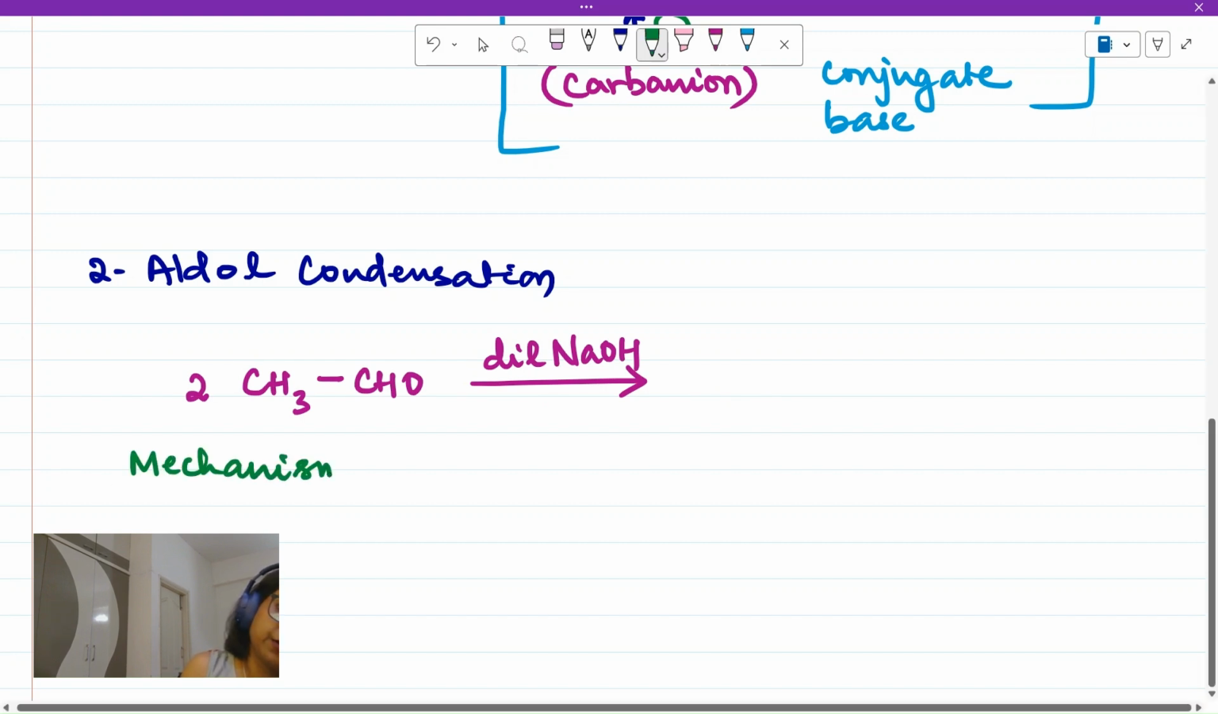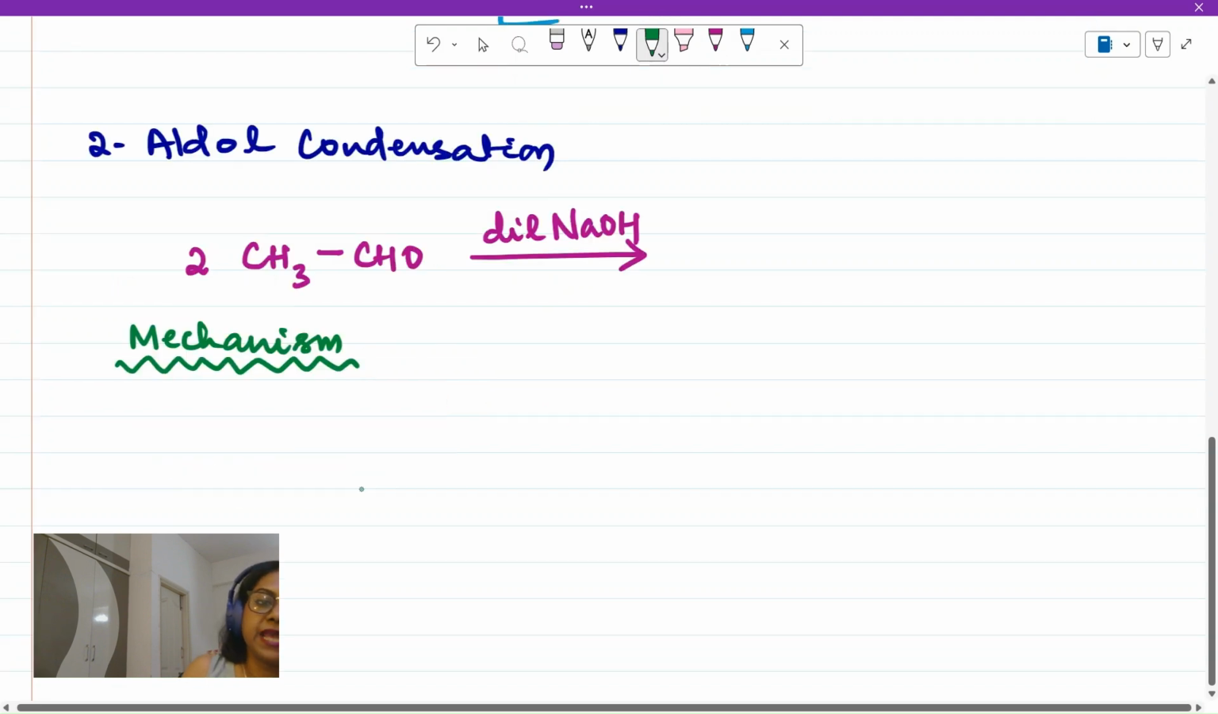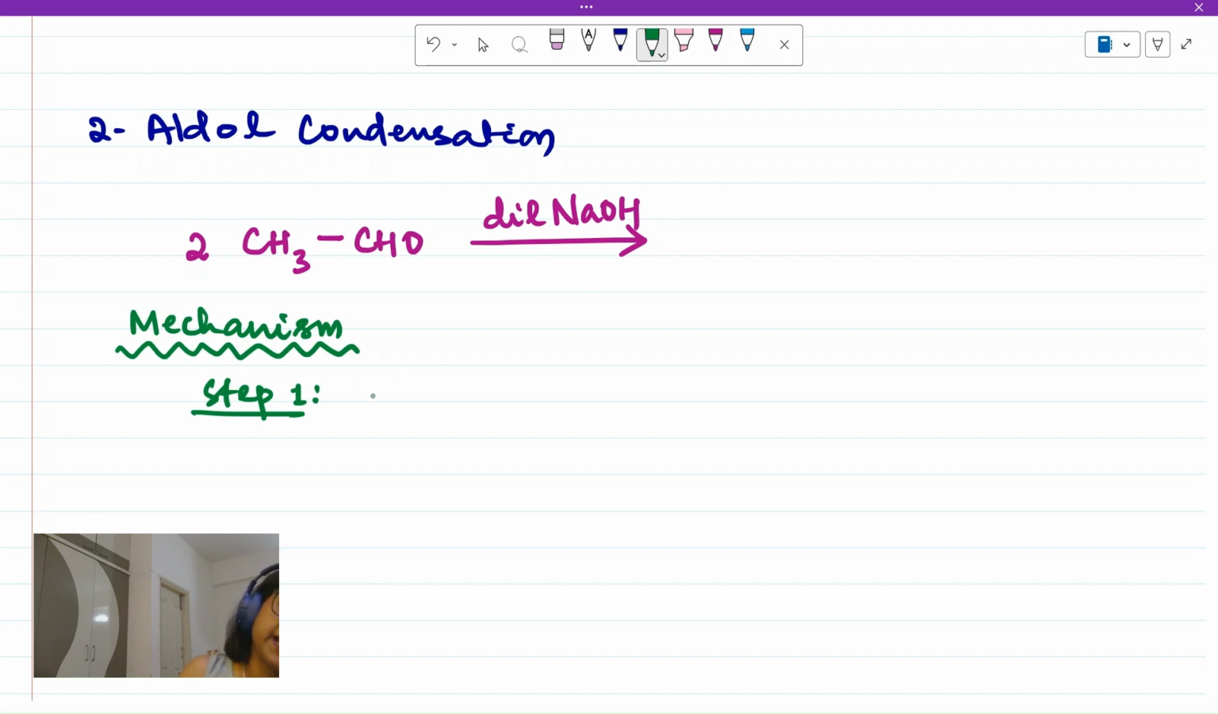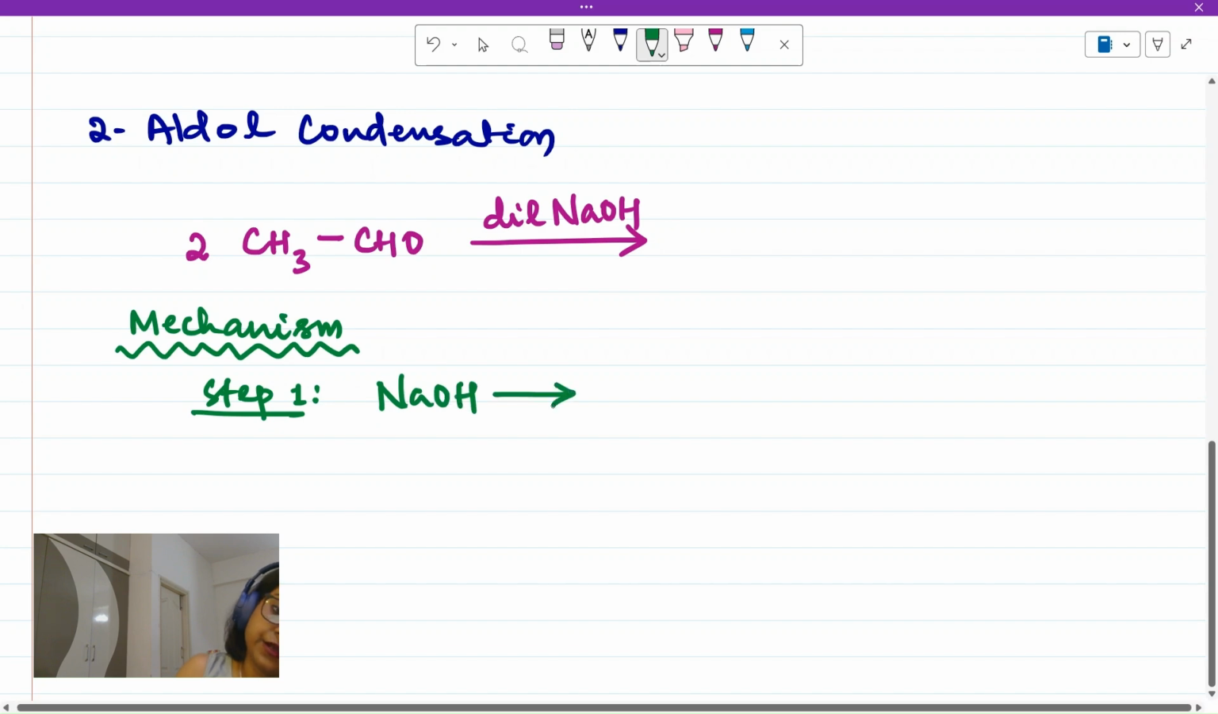Okay, now what is the mechanism of this? From NaOH, I can write step one, step two. There's no actual step differentiation in the NCERT textbook, but we'll do it with a little more clarity. Now, from dilute NaOH, I can have a base OH minus, right? This behaves like a base which extracts the alpha hydrogen. Get my point?